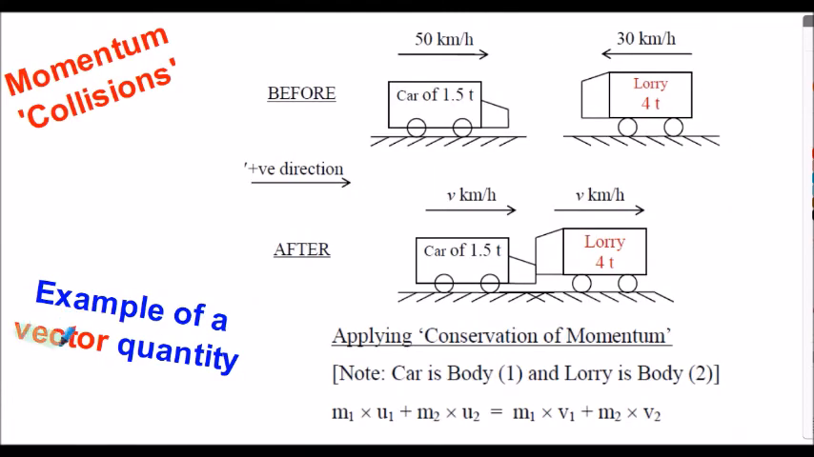Another example of a vector quantity here is momentum, but used in terms of collisions when we have two objects colliding with each other. Again, we have to account for the directional sense. So we have two vehicles before impact shown here, one travelling from left to right at 50 kilometers an hour, one from right to left at 30 kilometers an hour, and we're trying to find the velocity after impact. So again, you can clearly see we're accounting for the directions of the velocities here when we consider the conservation of momentum. And again, the topic of momentum is considered in a separate presentation.